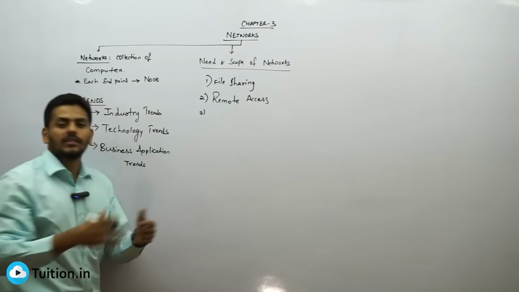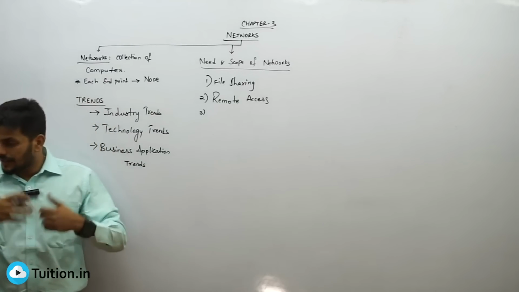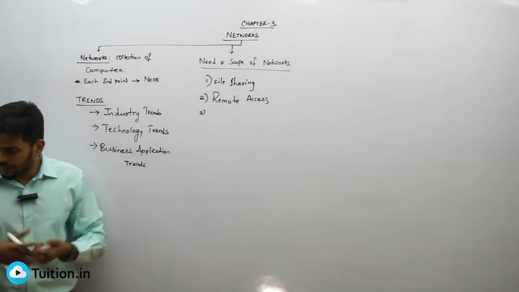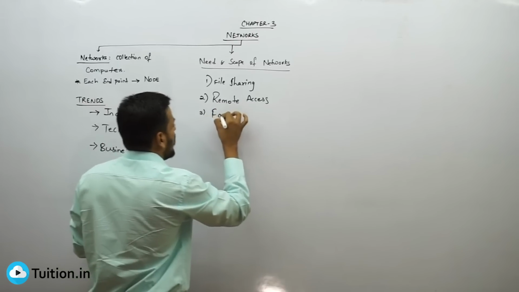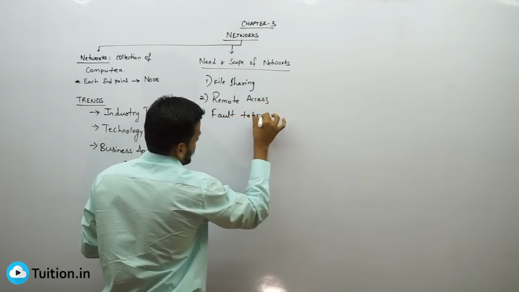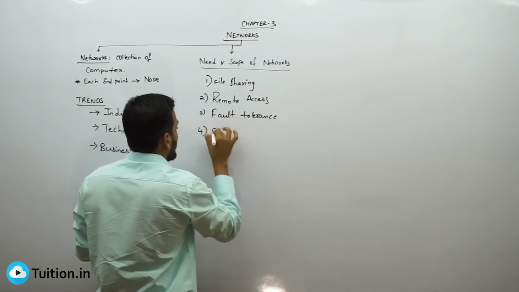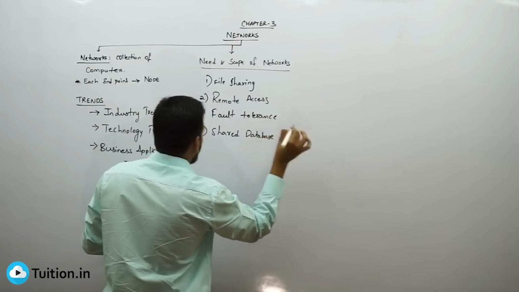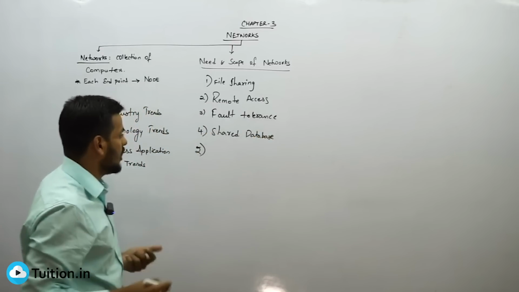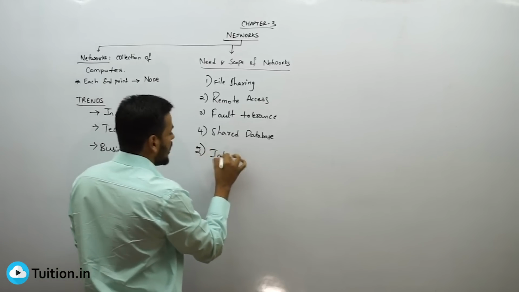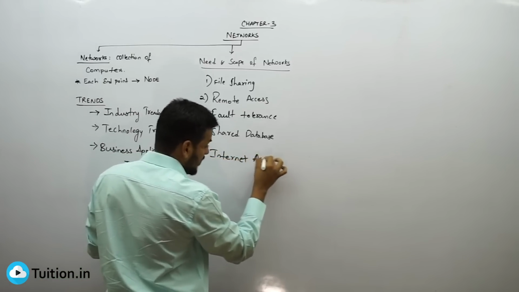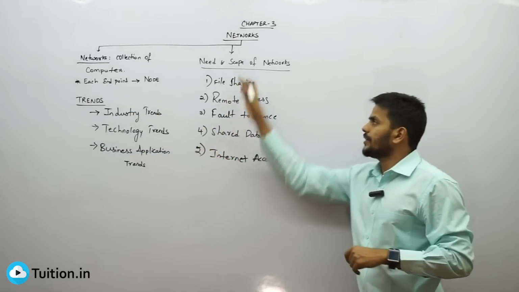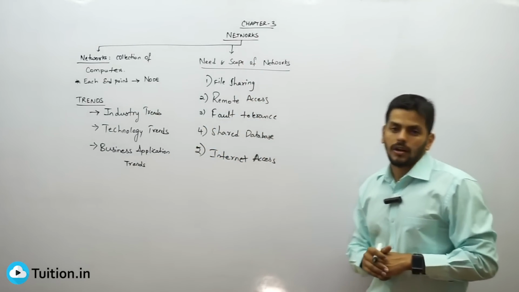File sharing, remote access. And then I think you've heard about something called fault tolerance. What is fault tolerance? The capability to recover from accidental data loss, right? So we have fault tolerance. Then we have shared databases. And then of course we also have the last point, which provides internet access. Networks, the very reason why we use networks is because it provides us internet access. So networks, the trends and the need and scope, this is a very important short answer question.